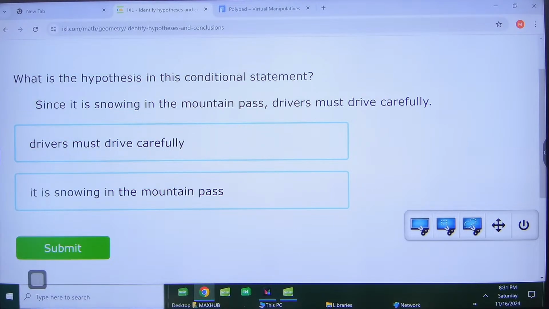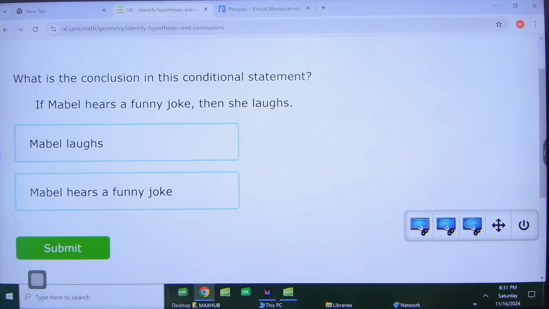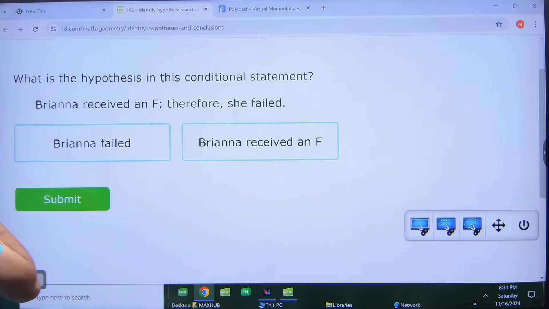What is the hypothesis in this? It is snowing. So you got where if is there, then it is hypothesis. Where if is there, then then is there, it is conclusion, because hypothesis has to have an if. We learned that in school as well. It's always if, then, in science. Now this does not have any if and then. Tell me for this. What is the hypothesis in this conditional statement? Brianna received an F.